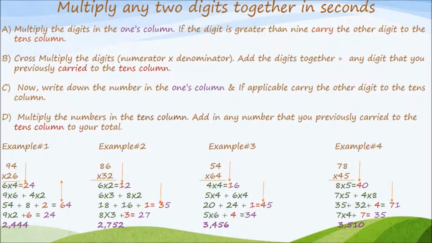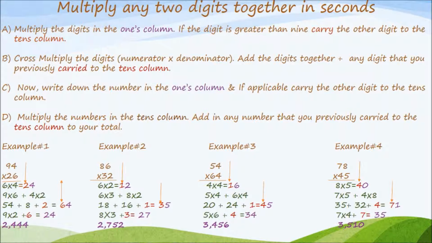Here's our third example. We have 54 times 64. First, we're going to multiply 4 times 4. We get 16. Next, we're going to cross multiply our digits. So we have 5 times 4, which is equal to 20, plus 6 times 4, which is equal to 24. Plus, we're going to add in that 1 that we previously carried when we multiplied 4 times 4. So our total is going to be 20 plus 24 plus 1 equals 45.